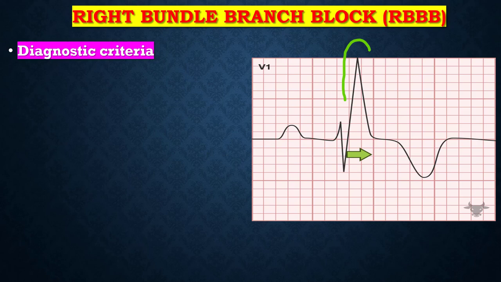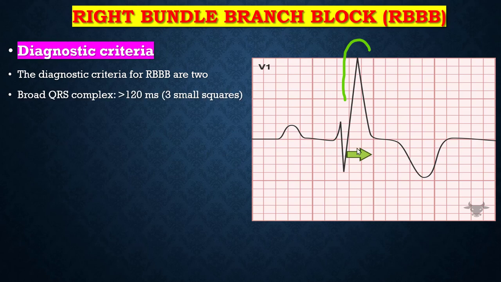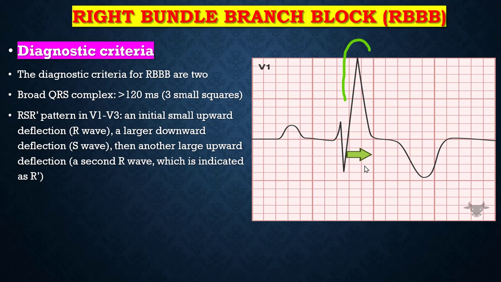Right bundle branch block, also called RBBB. Diagnostic criteria for right bundle branch block. The diagnostic criteria are two. Broad QRS complex, which is more than 120 milliseconds, either 3 small squares or more than 3 small squares. And RSR pattern in V1 and V3.